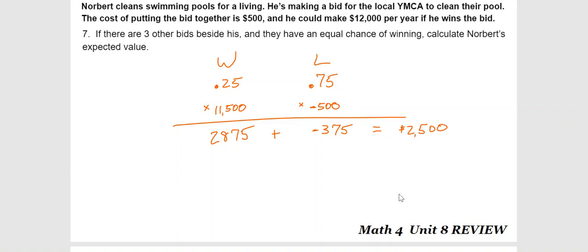Now again, I'll point out that on these that involve businesses, like doing bids and that sort of thing, I always ask you to calculate the expected value, but I never ask for a judgment call on it. Is this a good idea or not? Well, obviously, if it's negative, it's a bad idea. But if it's positive, right now the expected value is $2,500. Yes, he could get a $12,000 contract out of this, but there's a 75% chance that he'll walk away with a $500 hole in his pocket.